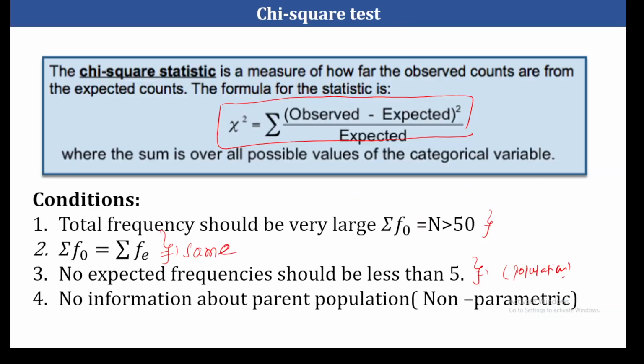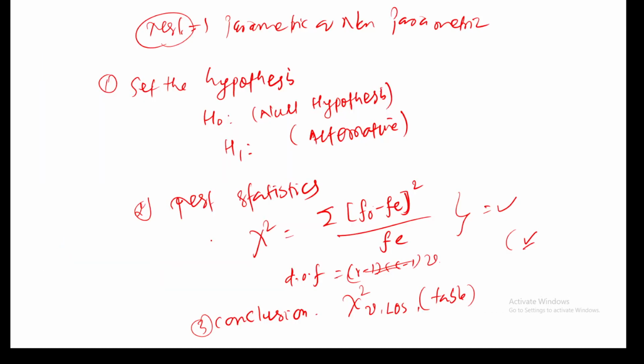Okay, so again, the chi-square test observes how far the observed counts are from the expected counts. The formula used for the statistic is the summation of (observed minus expected) squared by expected. The conditions are that there is no information about the parent population, no expected frequency should be less than 5, and the total frequency should be large, n greater than 50. The summation of expected and observed should be the same.